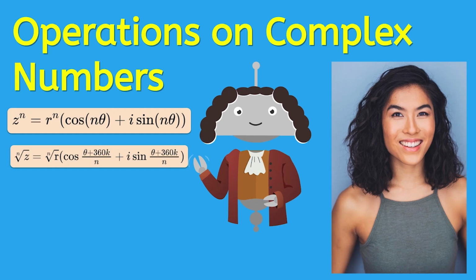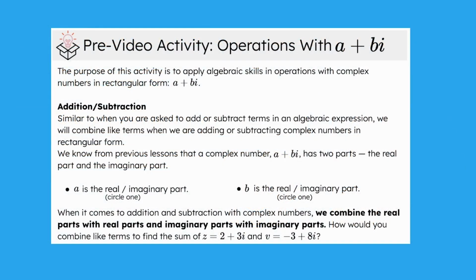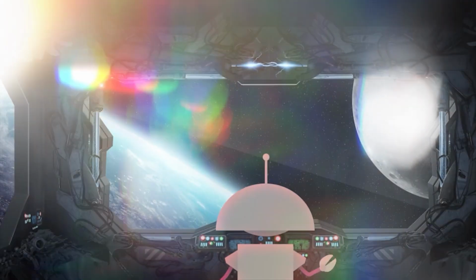We are back today discussing more about complex numbers. In the previous lesson, we looked at the complex plane and how to write a complex number in polar form. In the pre-video activity, you applied your expert algebra skills to completing operations with complex numbers in rectangular form. In this video, we'll be performing operations on complex numbers in polar form. Let's get started.